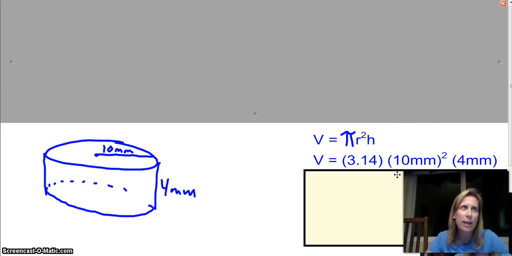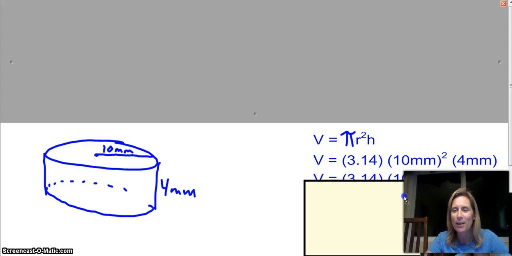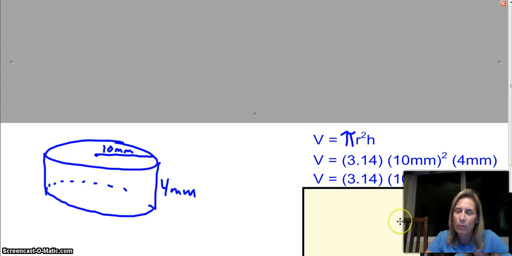So let's do 10 millimeters squared. What is 10 millimeters times 10 millimeters? 100 millimeters squared. Good. And so now we have a choice. We can multiply 3.14 with 100, or we can multiply 100 with 4. The order doesn't matter when we have all multiplication.